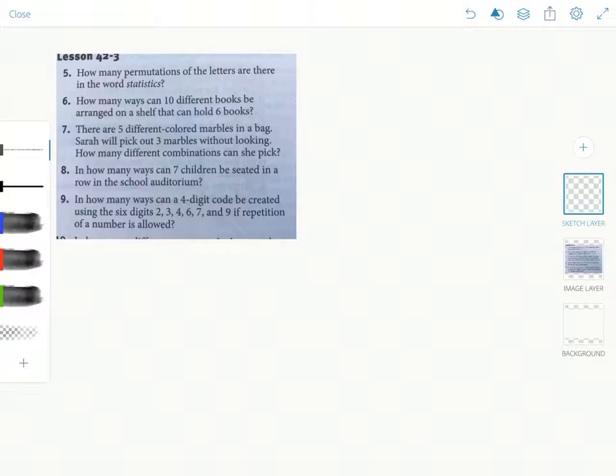Number 7: there are 5 different colored marbles in a bag. Sarah will pick out 3 marbles without looking. How many different combinations can she pick? So we're going to do 5 choose 3. Because once she picks 1 marble, then that is no longer open for consideration, so it cannot be repeated. And ultimately, we don't care about the order in which she picks those marbles.